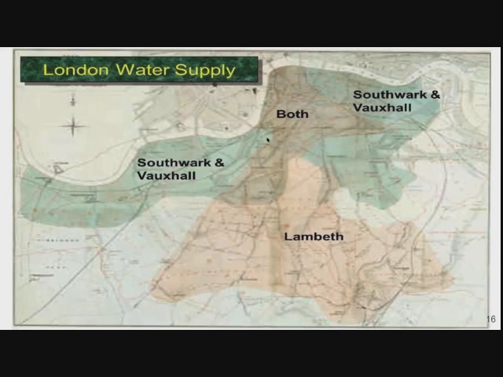But what's important and interesting on this map is that there is one area which we label both. That is the area where some households receive water from SNV, and the other households receive it from Lambeth.